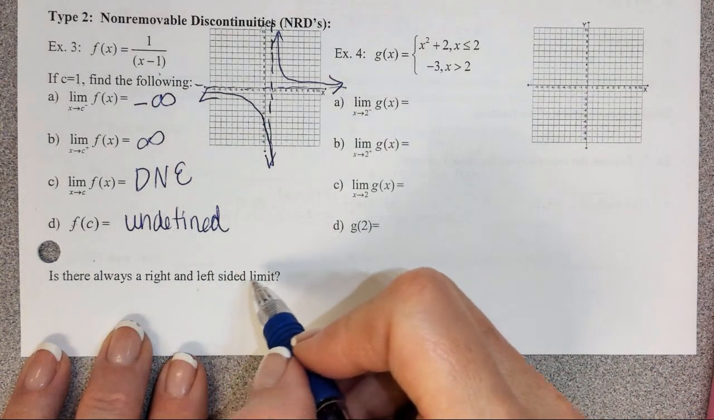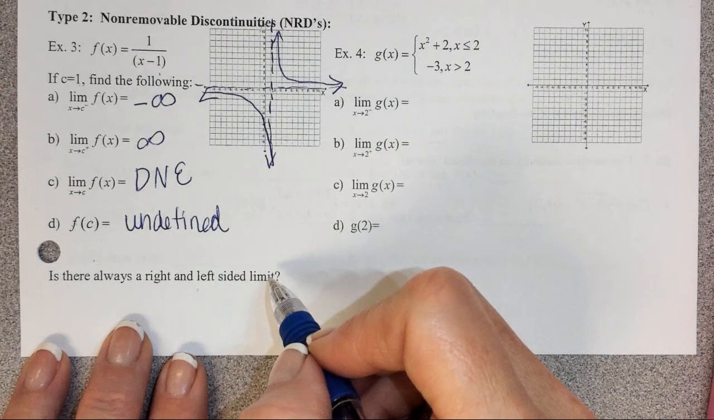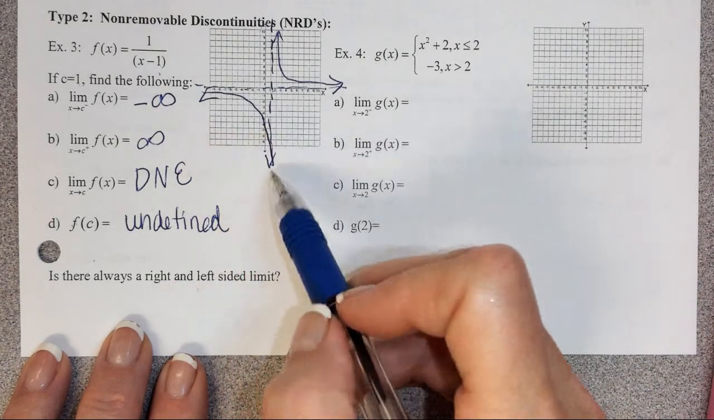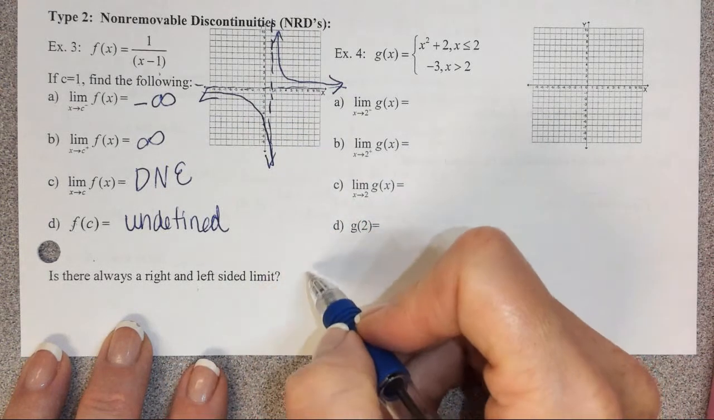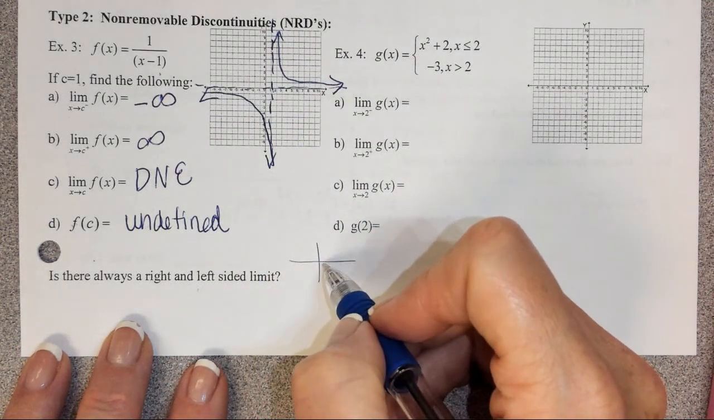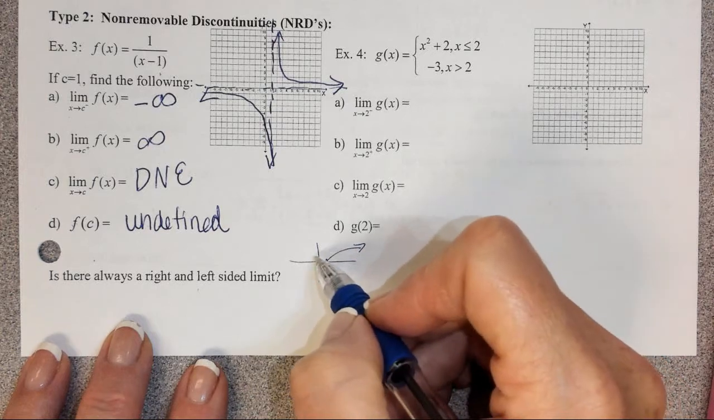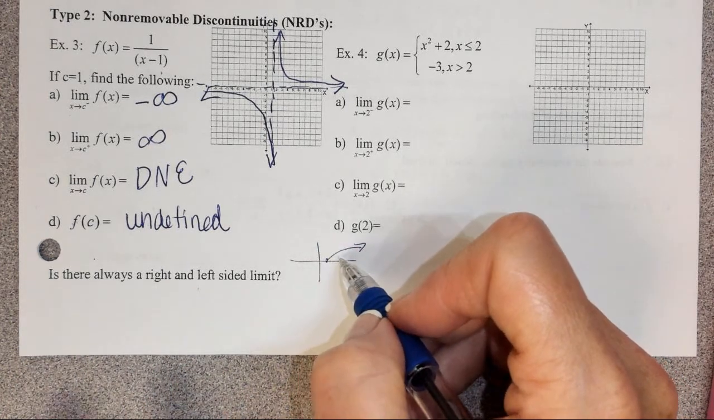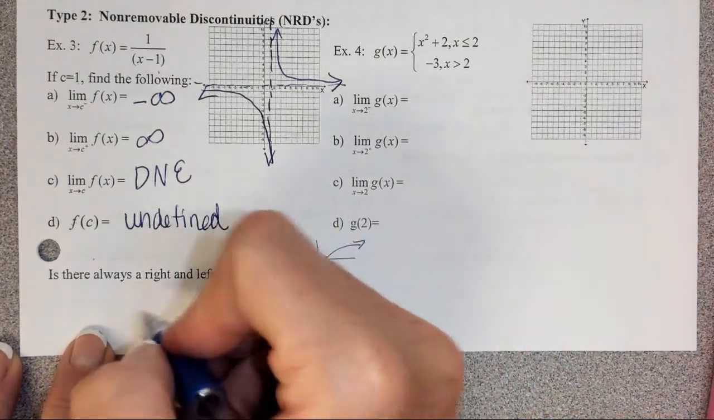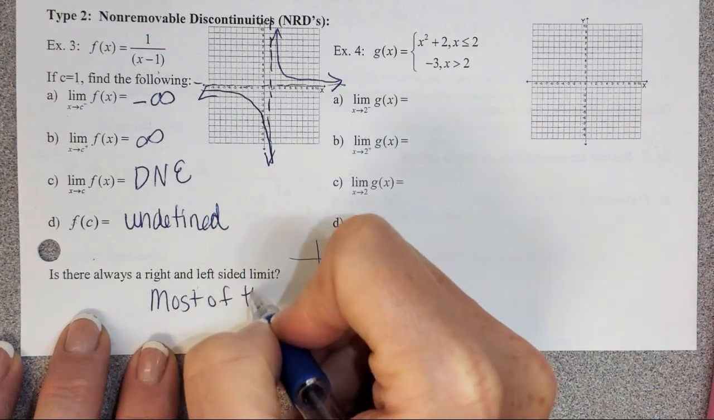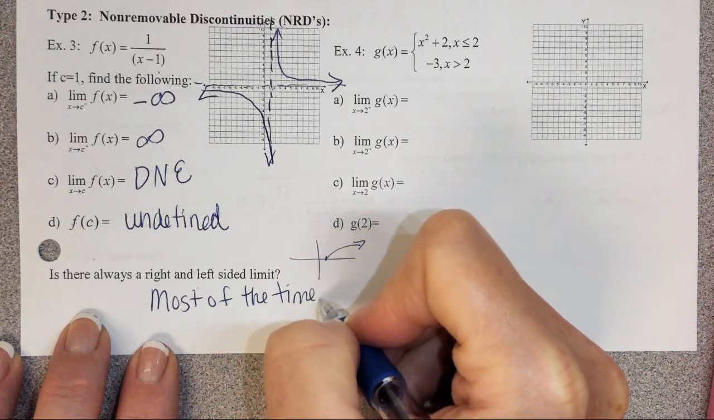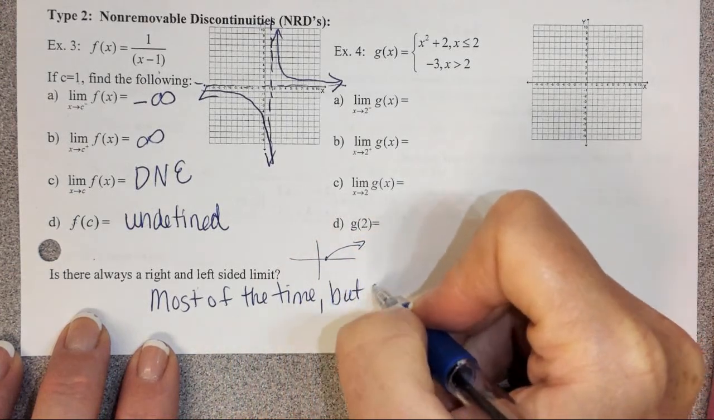So is there always a right and left-sided limit? Well, for the examples that we did, there was, right? It doesn't always have to be, though, because we could have a function that doesn't even get started until, like, right there. Then there would be no left-sided limit. So, not always. Most of the time, but not always.